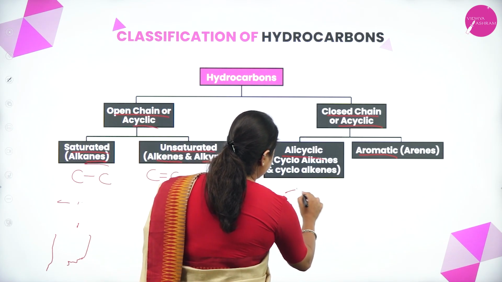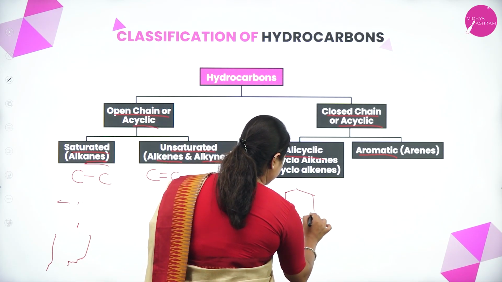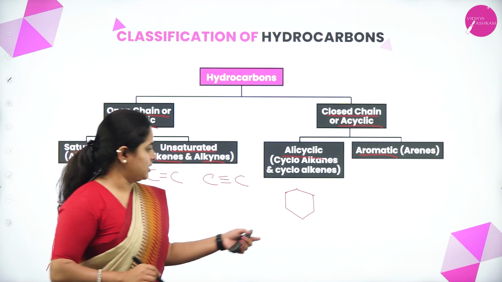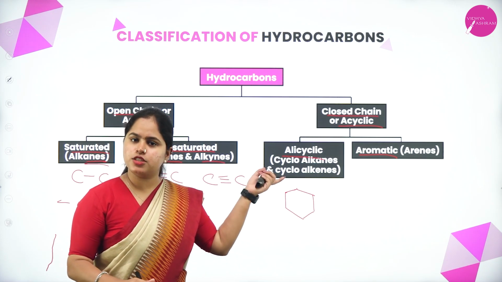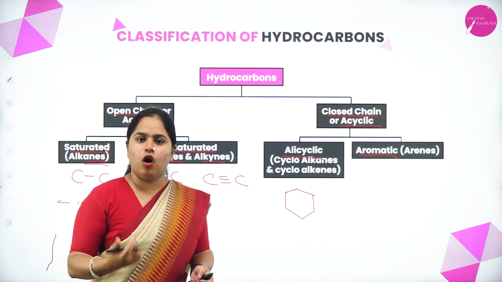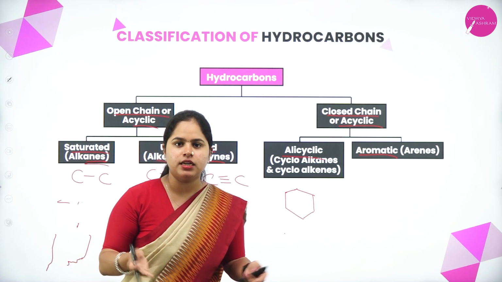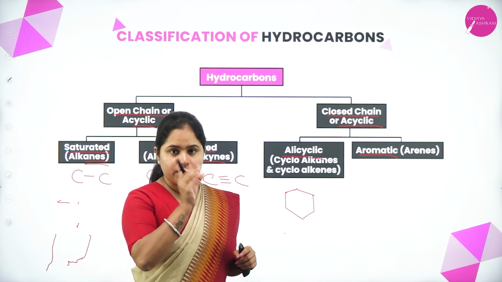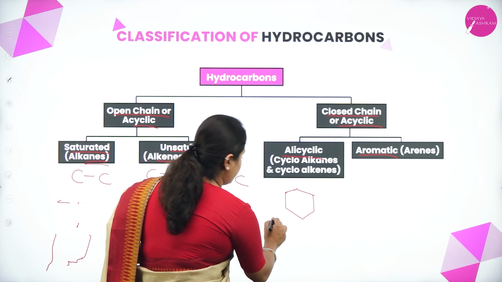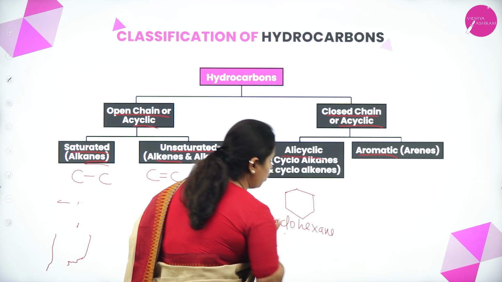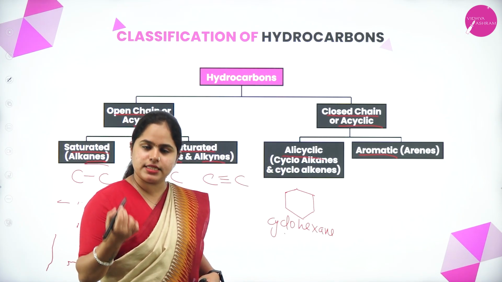For example, this is an example of a cycloalkane. This has six carbons. Is this benzene? It is not benzene because it does not have alternate double bonds. This is just an alkane present in a cyclic structure. So it is prefixed by the name cyclo. The name of this compound will be cyclohexane, because it has 6 carbon atoms.